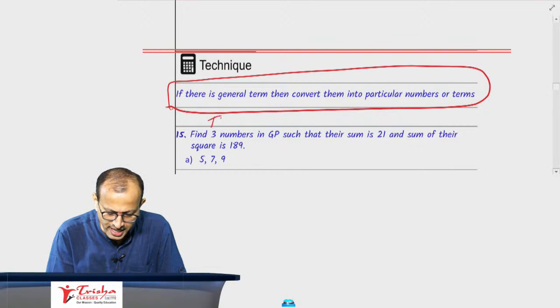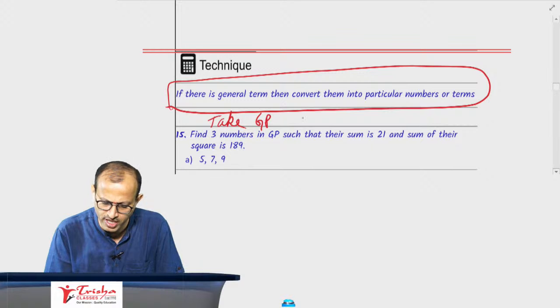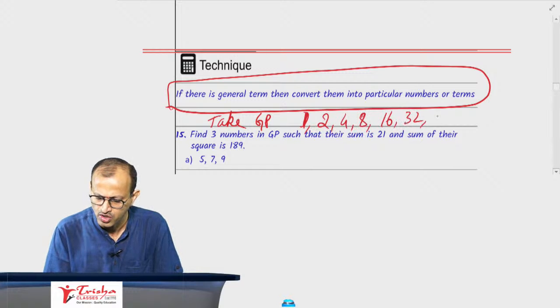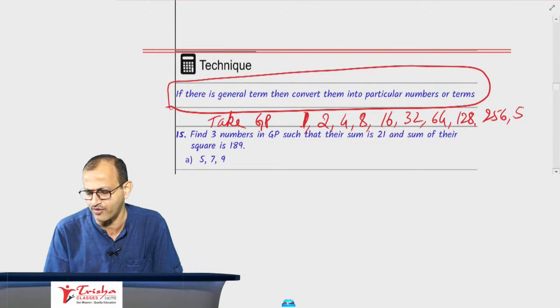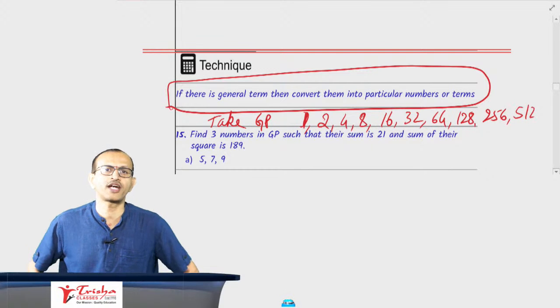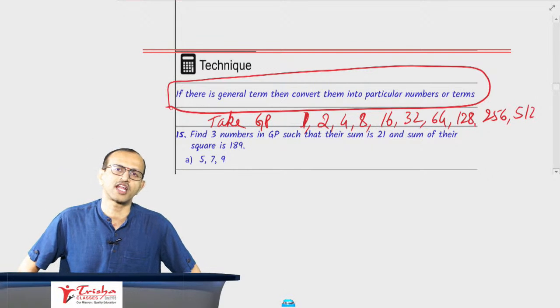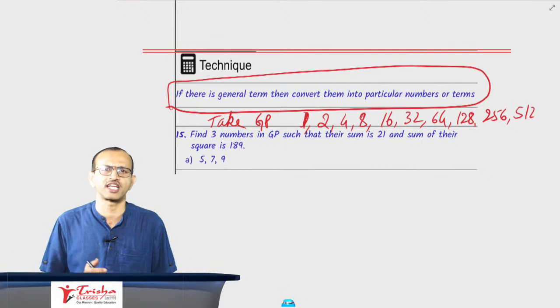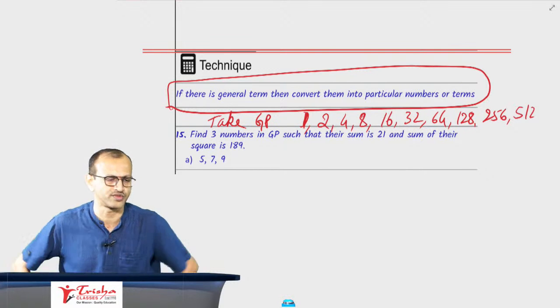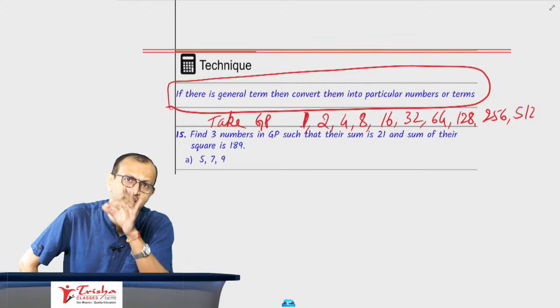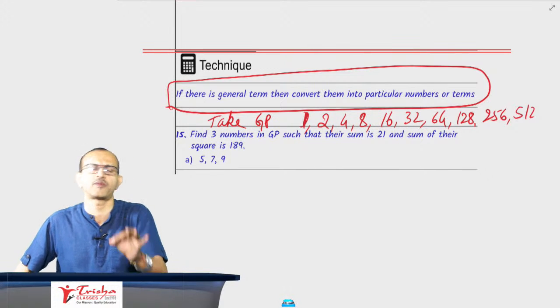So, take a GP. I started with 1. You can take it like this also. 1, 2, 4, 8, 16, 32, 64, 128, 256, 512. 10 numbers over. Sir, what if there are 80 numbers, 100, then it is difficult. For 7, 8, 10, 12 numbers, it is easy to do. The same logic is applicable in arithmetic progression. The same is applicable in geometric progression.